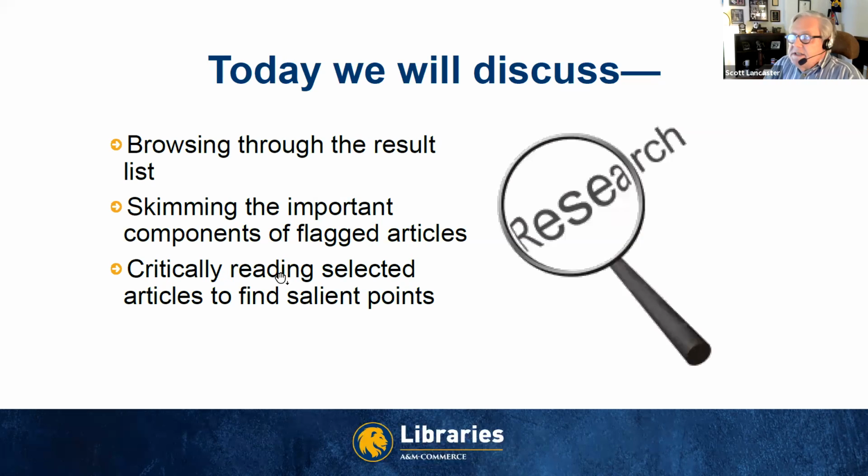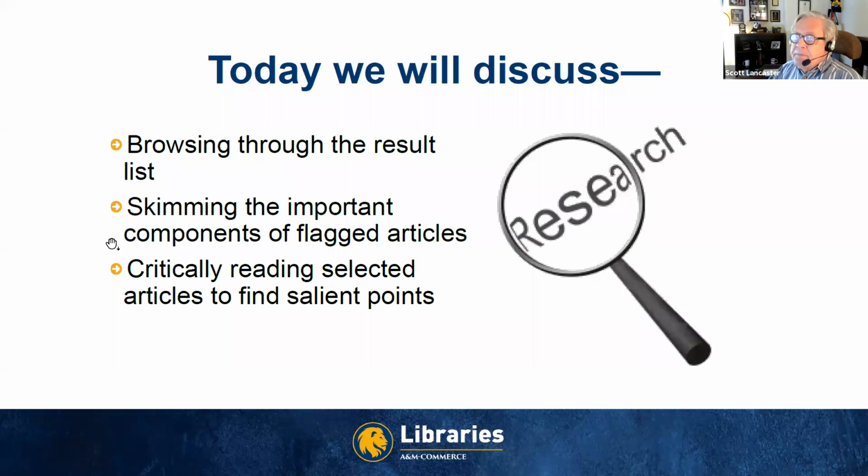So the three things that we're going to discuss are, first, how to browse through the result list. You will have gotten a result list. That's one of the first things that we show you in the library: how to do a search, how to use keywords, how to get results, how to focus it down to a manageable list. And we'll discuss how to go through that list and select articles that you want to look at more closely.